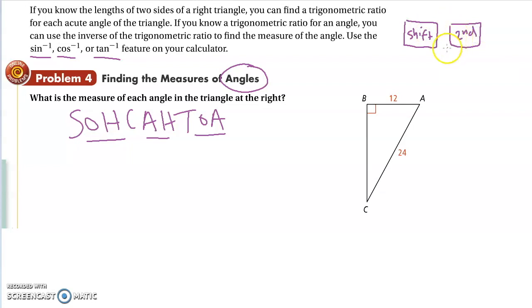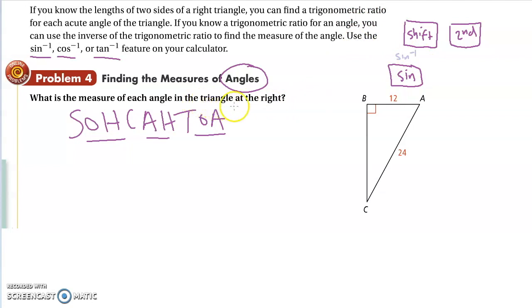If you have those buttons, usually that gives you the option. The button looks like a sine button, usually with writing in a different color over it, and the shift or second key gives you the second option. Okay?